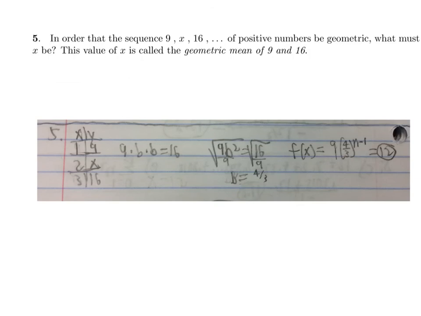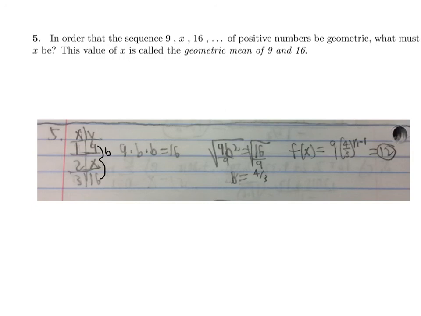Okay, this is for Jacob's group. In order that the sequence 9, x, 16, of positive numbers be geometric, what must x be? This value x is called the geometric mean. So we know the first term is 9, the second term is x, the third term is 16. You have to multiply by the same number each time to get there. So we call that number b.